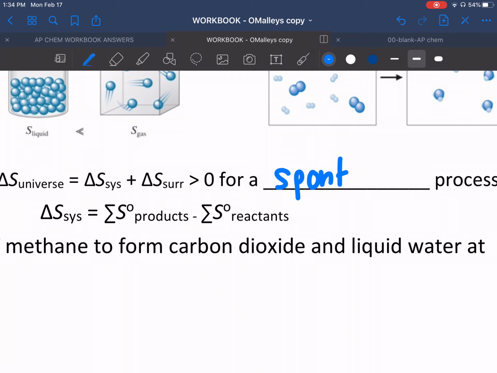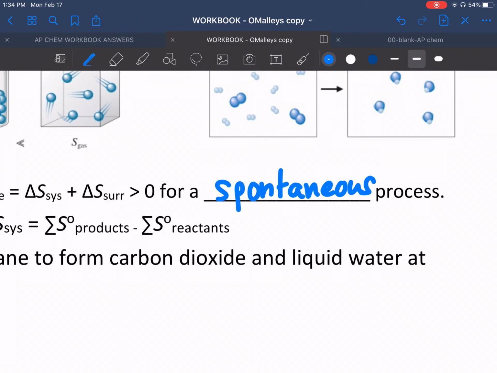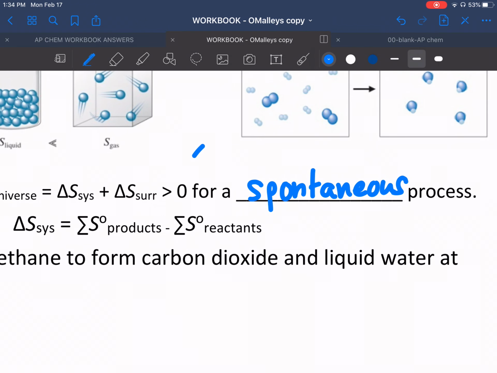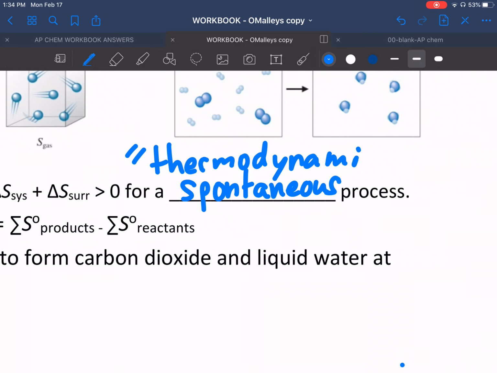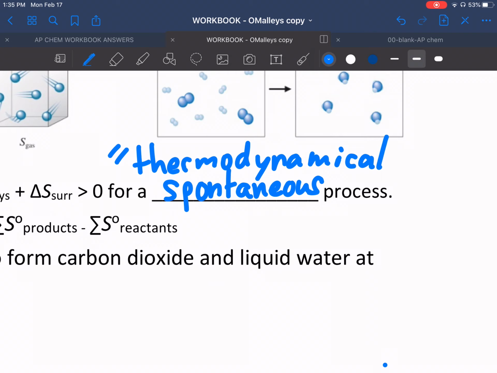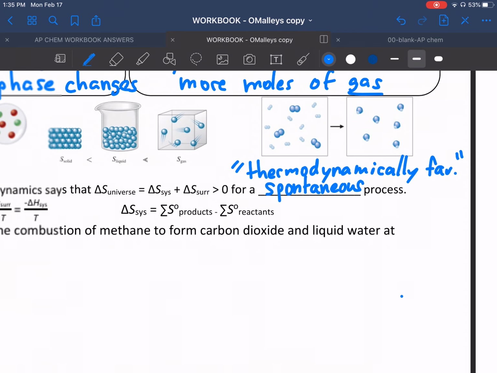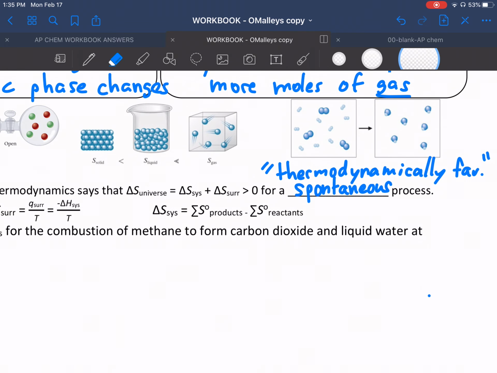The entropy of what we're going to call the universe is always increasing. And the word spontaneous you sometimes might see written as thermodynamically favorable, so I'll write that as well. That's a new terminology that the AP seems to be using more these days, but the same thing, things that actually happen under their own power.